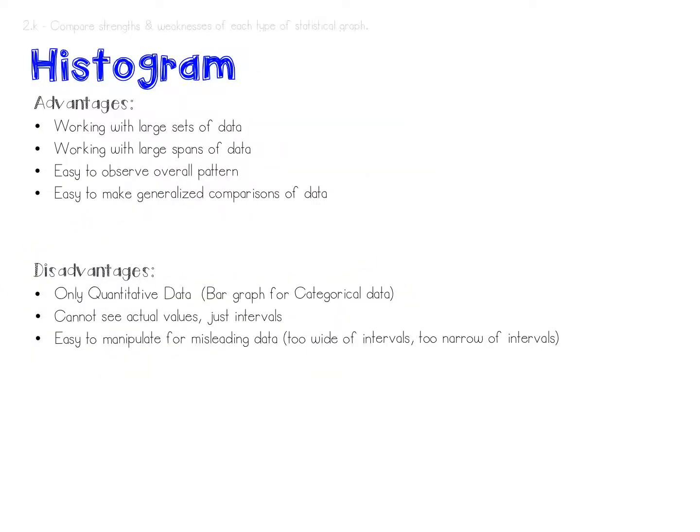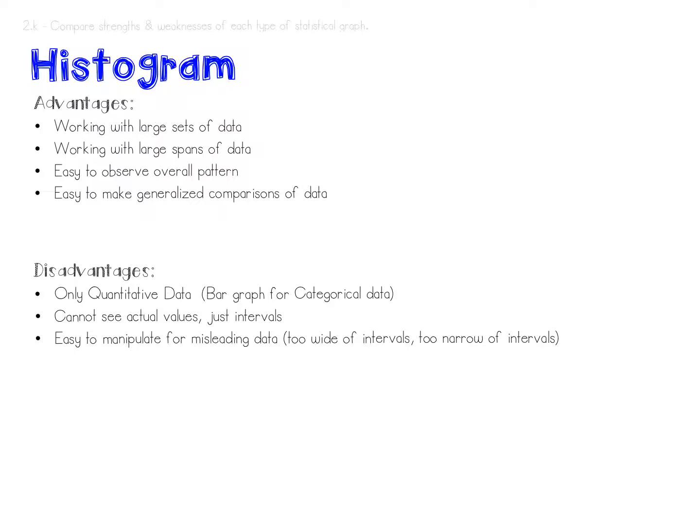And finally, a histogram. The advantages of a histogram is if I'm using really large sets of data, I group them together. It's a lot easier and faster to graph than doing individual dots, like a dot plot. If I'm also working with really large spans of data, so if my data goes from 0 to 600, a histogram is going to be a lot easier. It's easy to observe an overall pattern. It's right there in front of you. You'll notice that statisticians use histograms a lot. And it's easy to make generalized comparisons of data. So when I look at 2 histograms, it's relatively easy to be able to compare those.